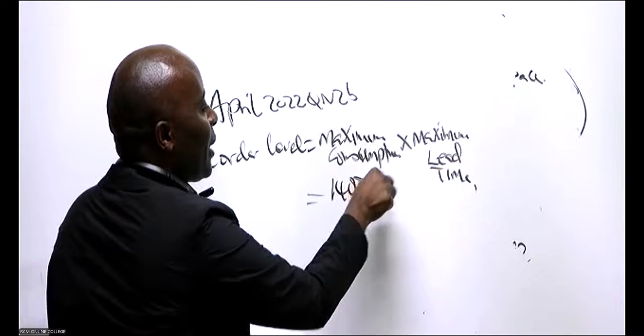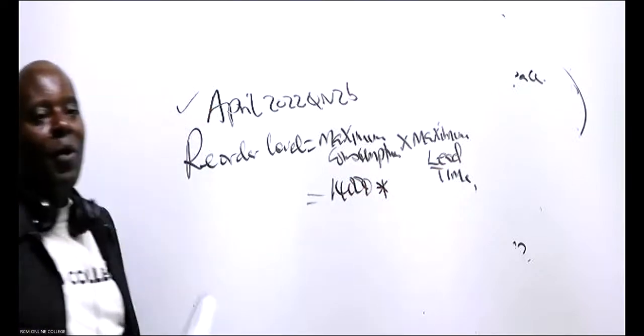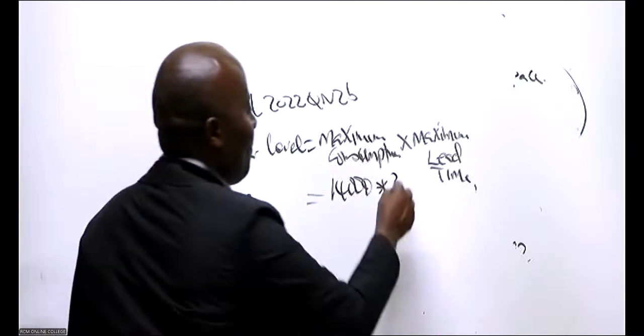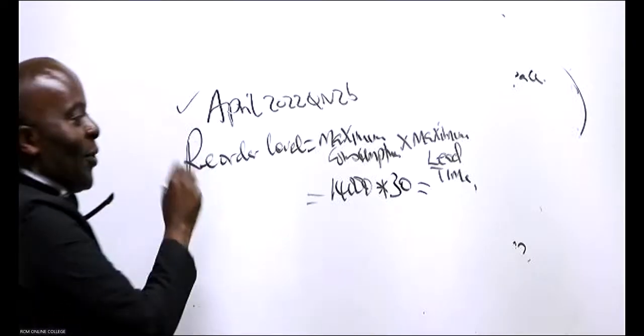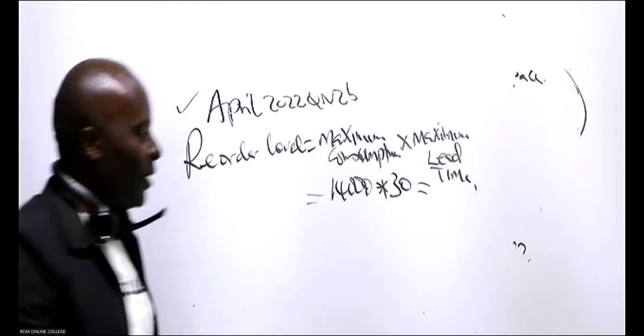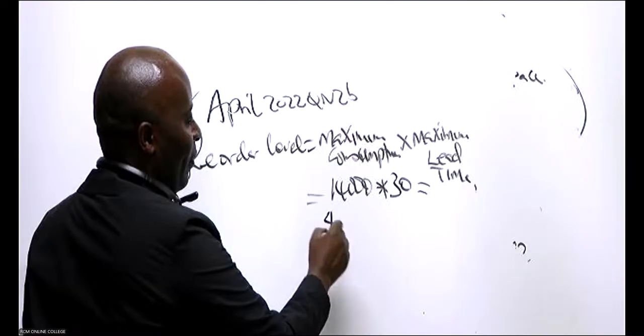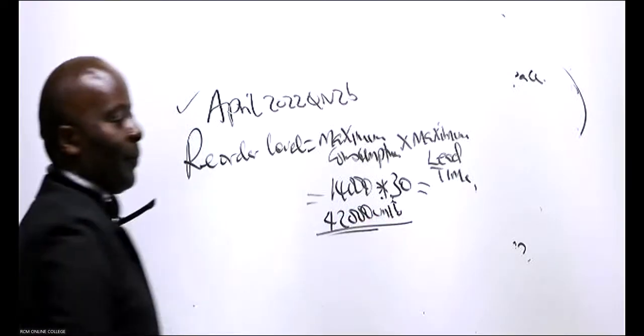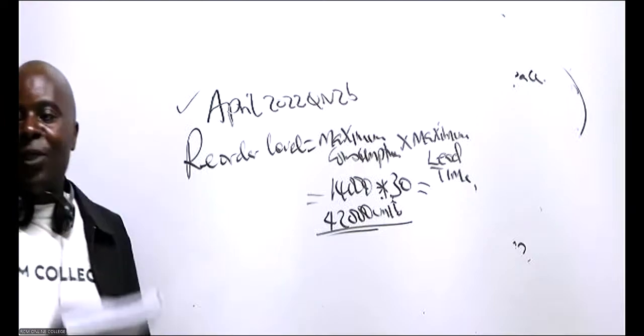How about lead time? They've given us lead time as a range, 25 to 30, but I want the maximum: 30 days. If you get this wrong, every other thing will be wrong, unfortunately. So that is 42,000 units. Is that okay?